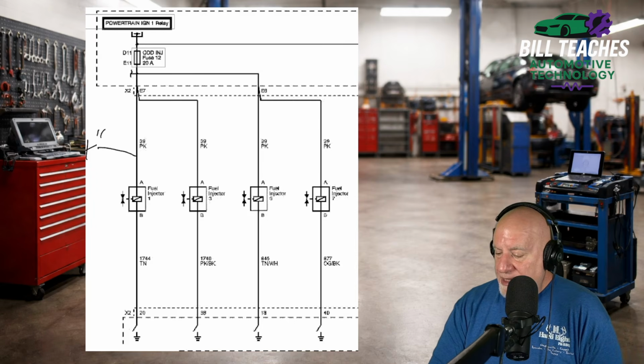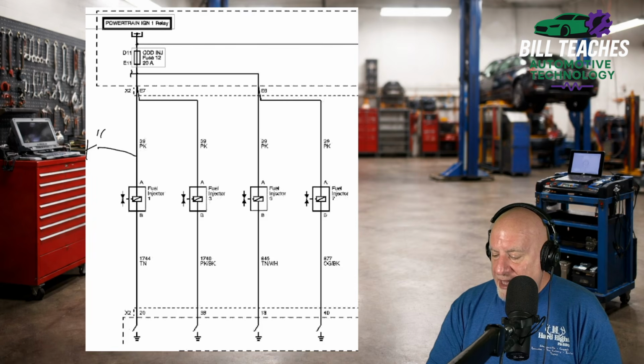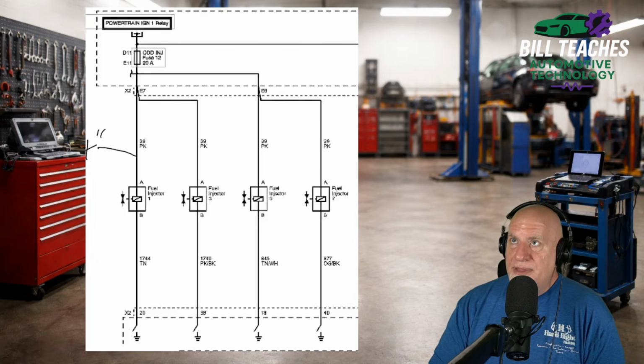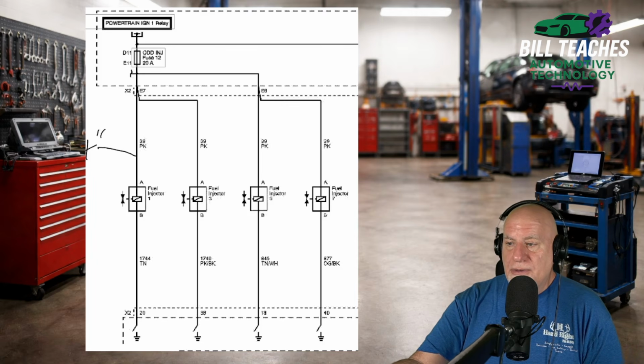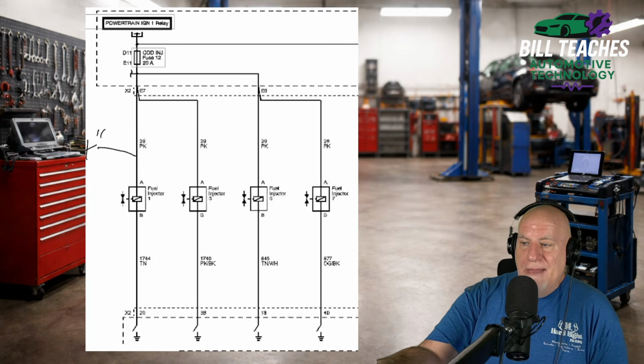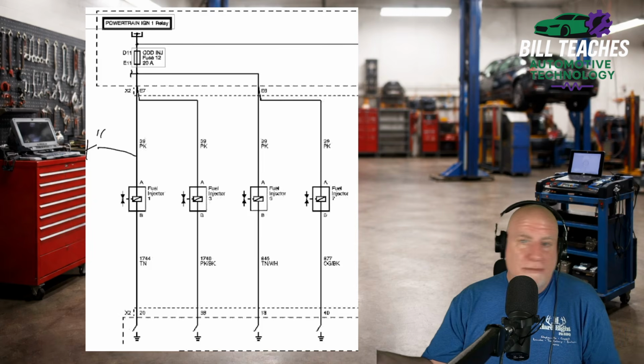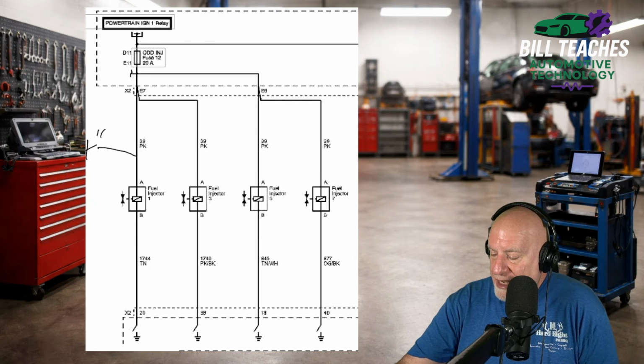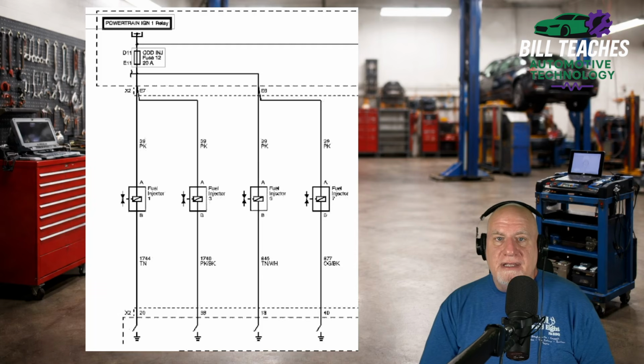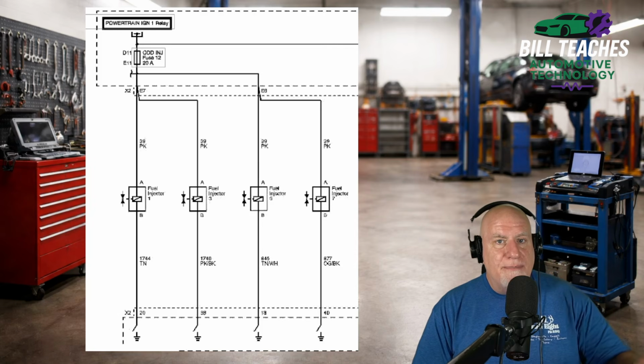So this would be probably the best case scenario: the positive side of the injector control have a short to power. It's really going to be pretty much inconsequential. It's really not going to cause any problems that I can think of at this point. So we've looked at all the scenarios for a short to power.